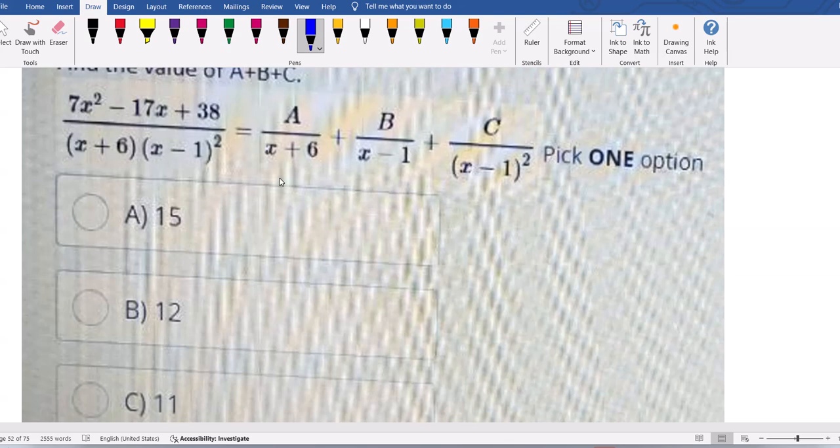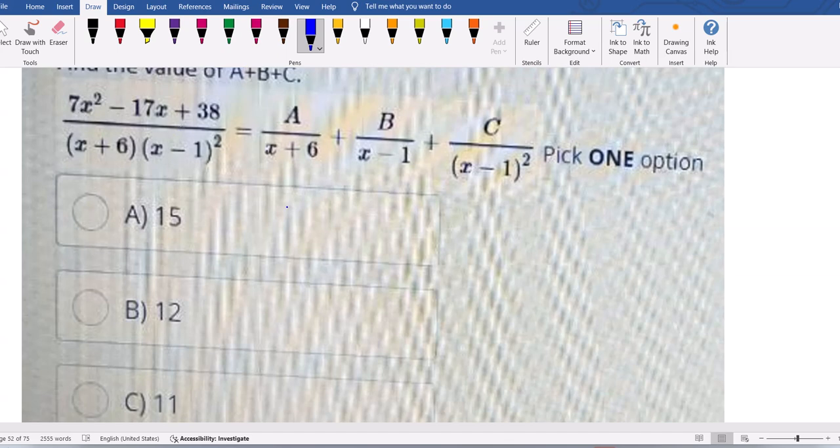This question they given. It's a basic question which is asking to solve an equation. This is partial fractions, if I'm not wrong. We have to take a divided by x plus 6, b divided by x minus 1, c divided by x minus 1 whole square. They're asking a plus b plus c value.